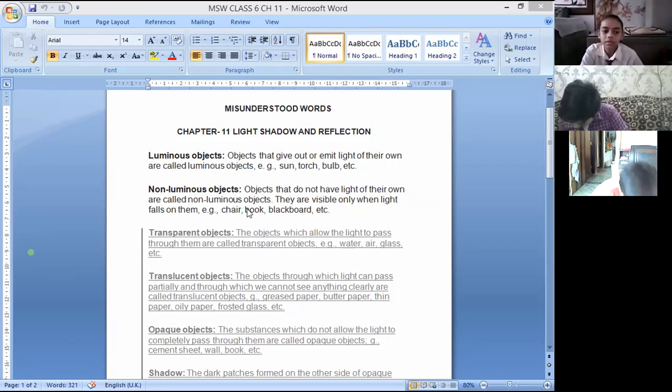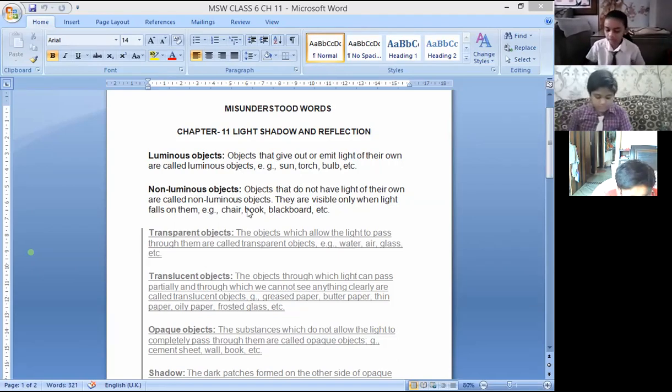And on the other hand, non-luminous objects are the objects which do not have their own light, like chair, book, blackboard. A few more examples you can give. Can you give examples of non-luminous objects in your surroundings? आपके आसपास जितने भी non-luminous objects हैं, kindly give me the examples.